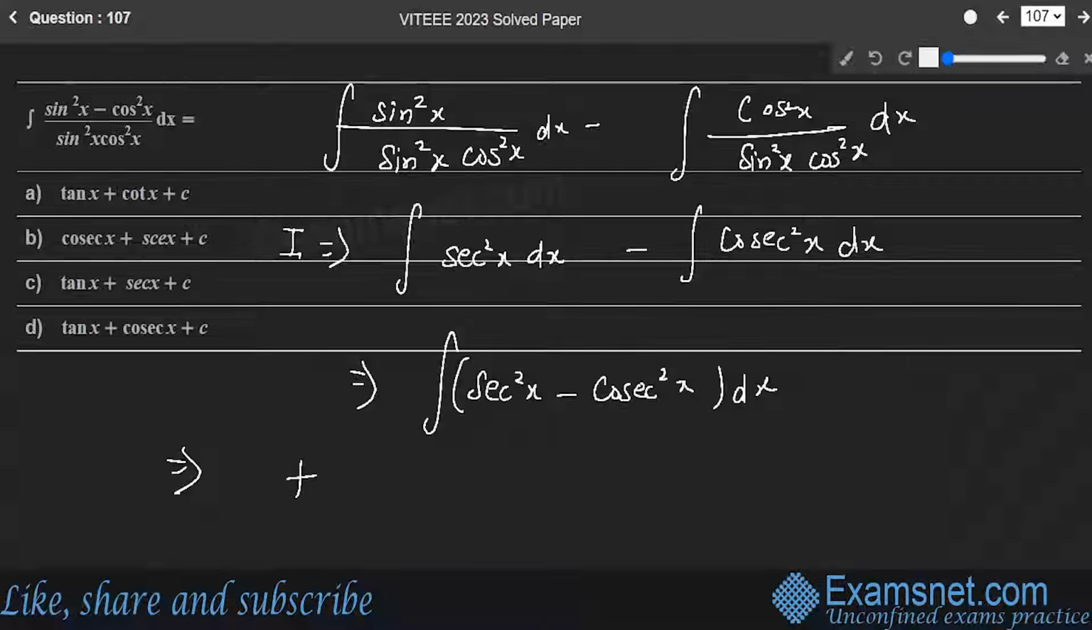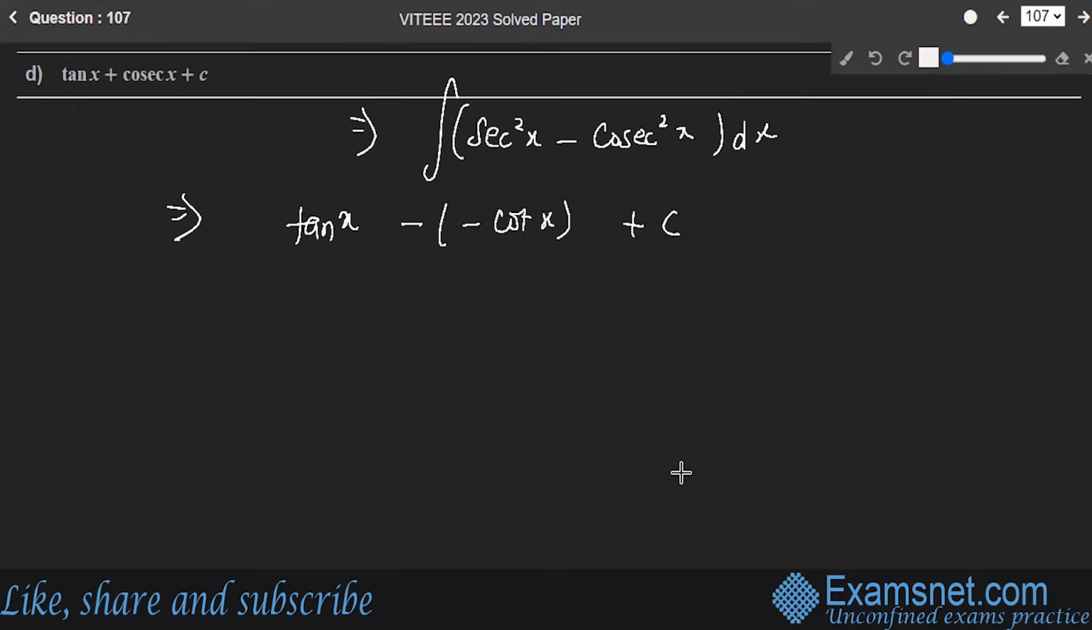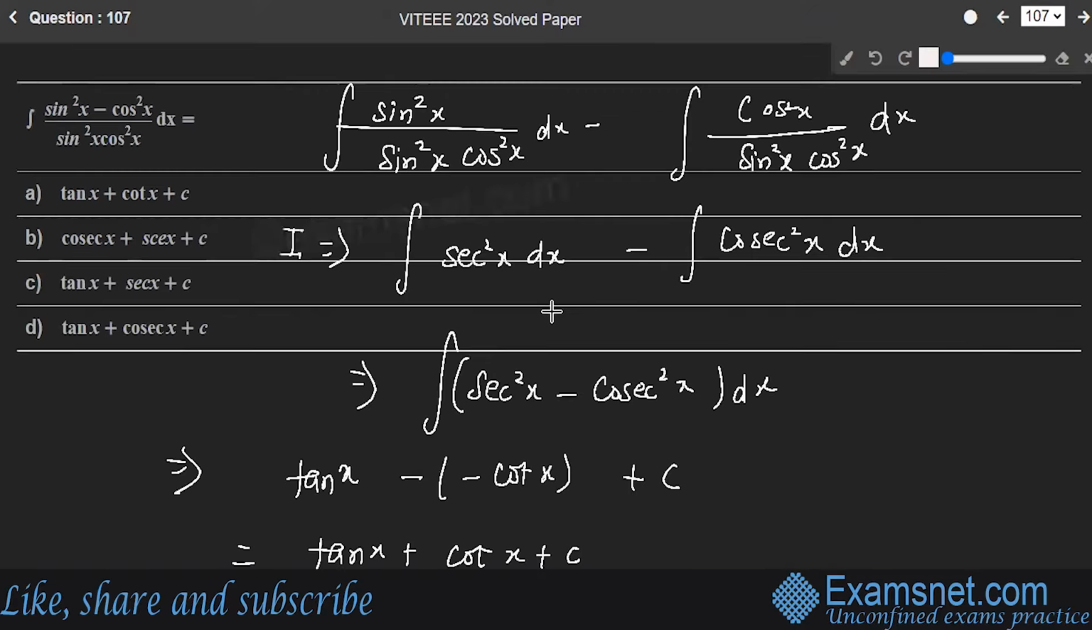So let's find the integral. Integral of secant square is tan x, minus the integral of cosecant square, which is minus cot x, plus the constant c. So this is the answer to the question, tan x plus cot x plus c. That's it. You have option tan x plus cot x, that is option A.